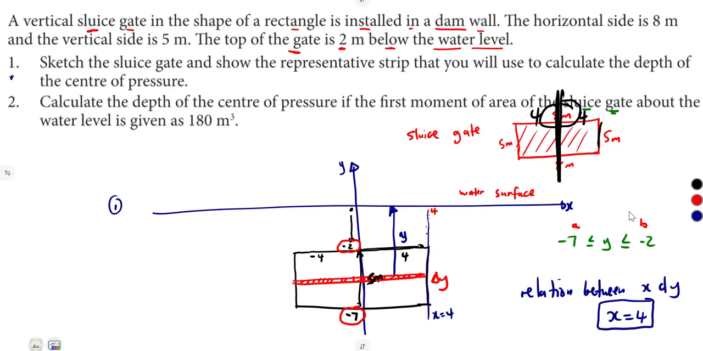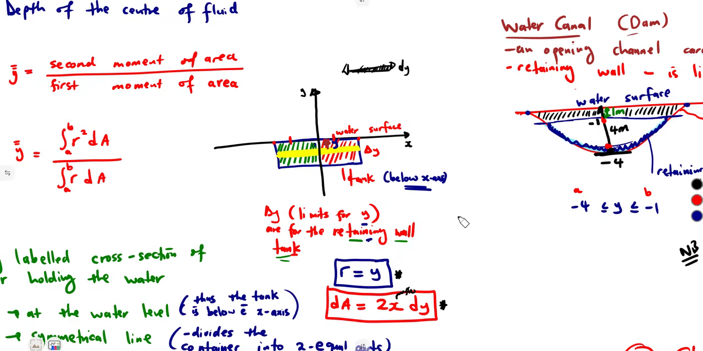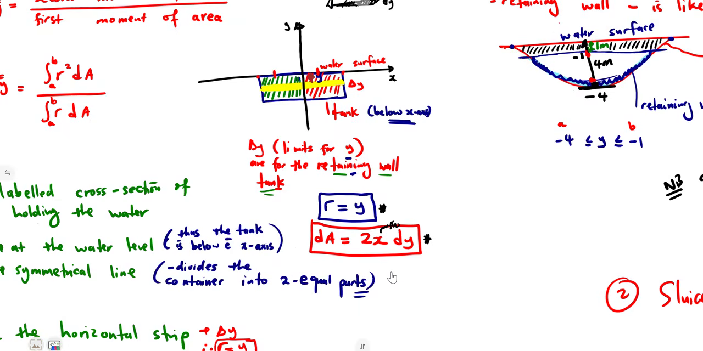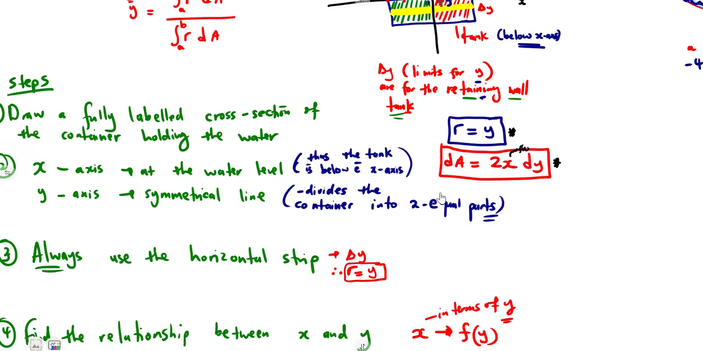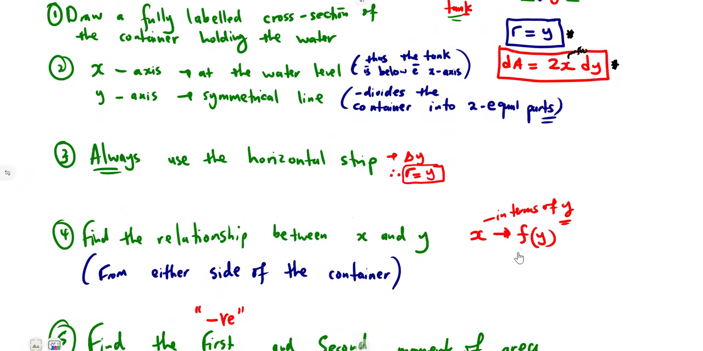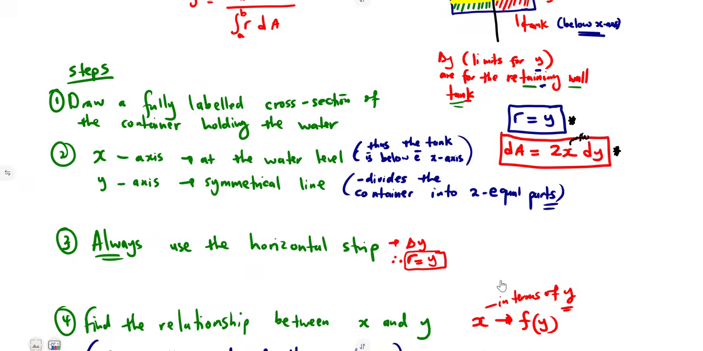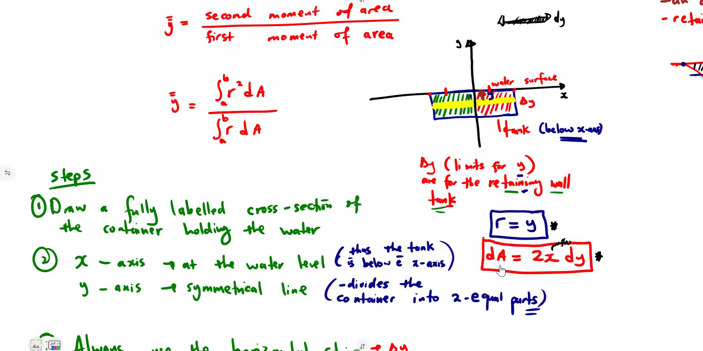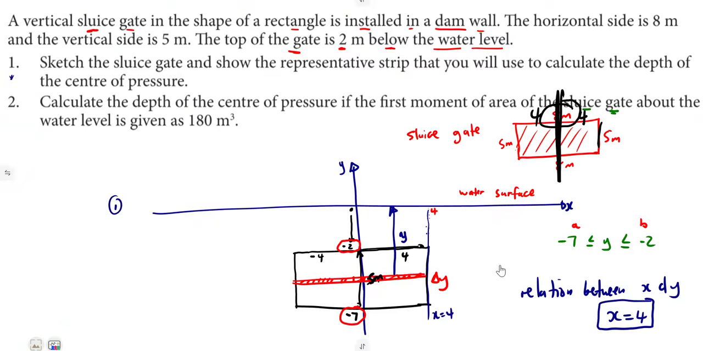Remember, our equation is x in terms of y. All right, where is that part where I explained about the relationship? X in terms of y. So as long as it is x is equal to, it's not a problem. It's not about y is equal, x must be equal to what? So this is it about our sketch, the sketch and the representative strip that we use to calculate the depth of the center of pressure. So the strip and everything, okay?